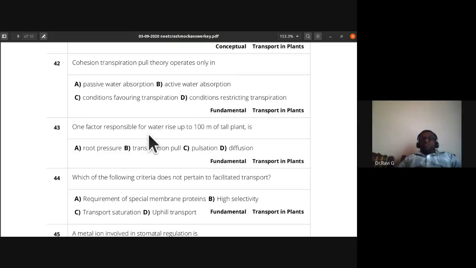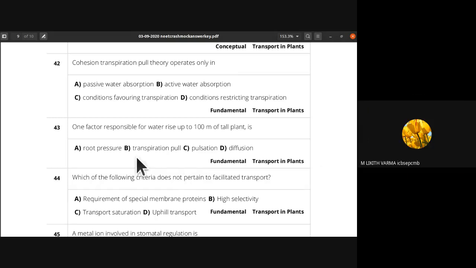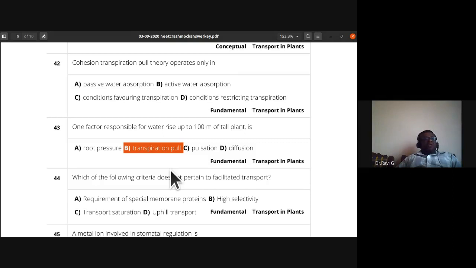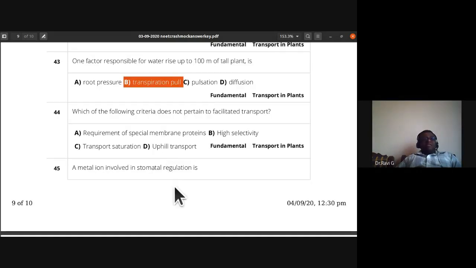One factor responsible for water rising up to 100 meters in a tall plant is, which is that factor? Transpiration pull. Yes, the answer is transpirational pull. 43rd, B is the answer.